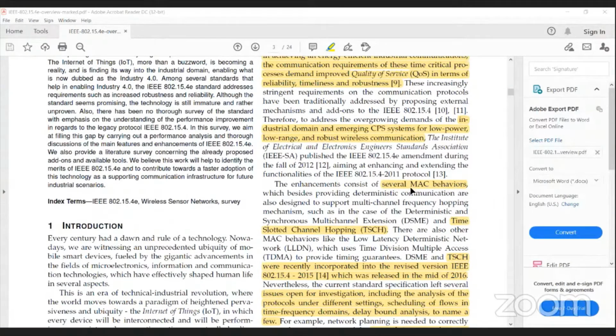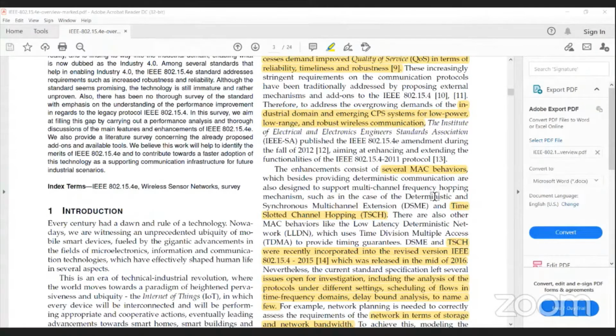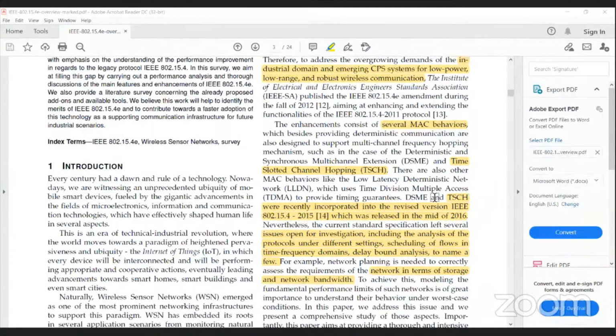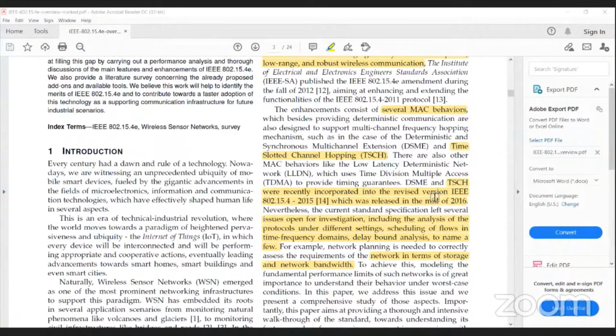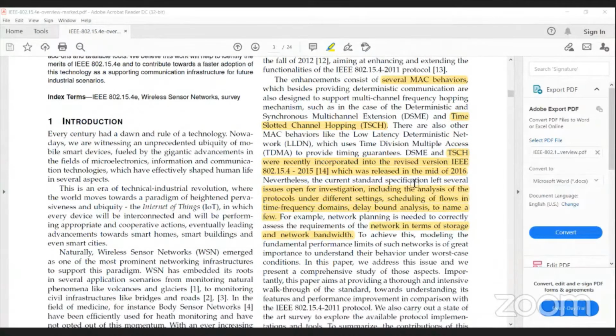And believe me, this 15.4e is only 5-6 years old now. And it is something that you have to get hold of, or have a grip on, so that you will be able to design systems using the 15.4e system. Now, what is it? It's no magic. It is nothing but an enhancement of the basic 15.4 I mentioned to you already. And I also told you about the MAC behavior. Now, one such MAC behavior is DSME. And another such MAC behavior is the TSCH.